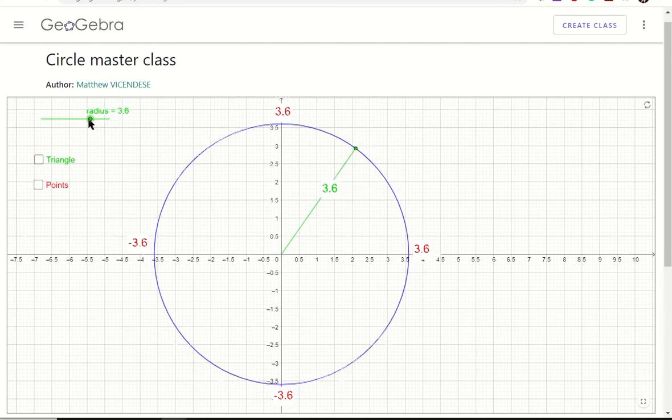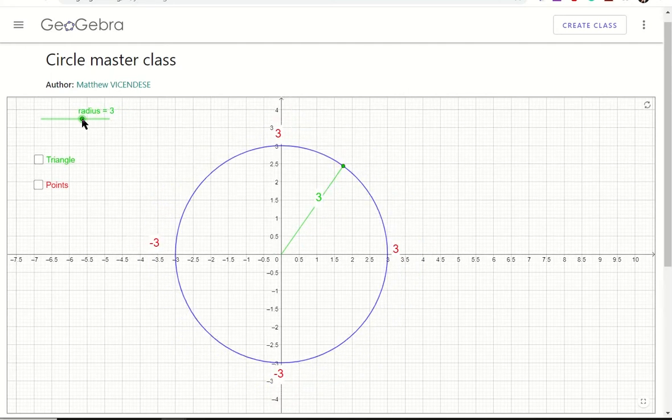Now let me just make this radius 3. So now we could say that the circle is every point that is a distance of 3 from the center of the circle, which is this point 0, 0. And you can see if I drag this point all the way around the circle, the radius remains 3.